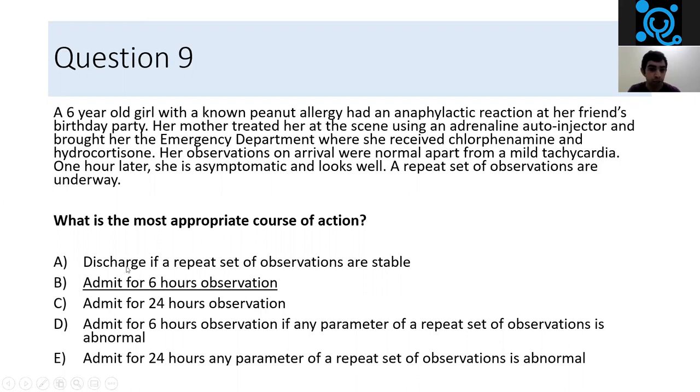So you would not do A, purely because that is unsafe. Option C would be an overkill. And then D is sort of along the right lines, but it's not because of a certain parameter being abnormal, they could appear completely well. We still need to observe them. And once again, E, you do not need to observe them for 24 hours if just one parameter is abnormal.